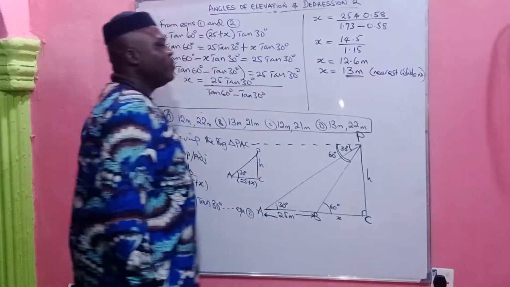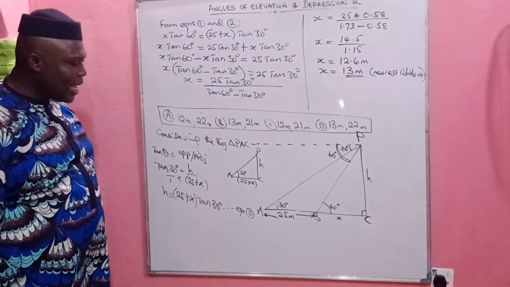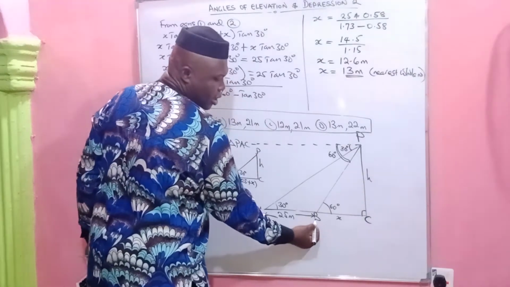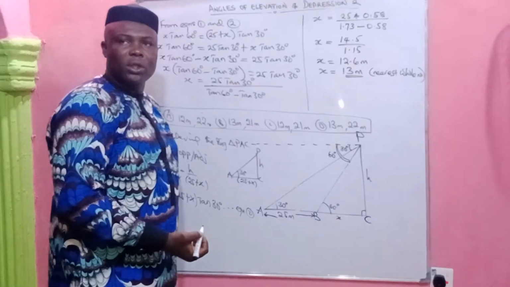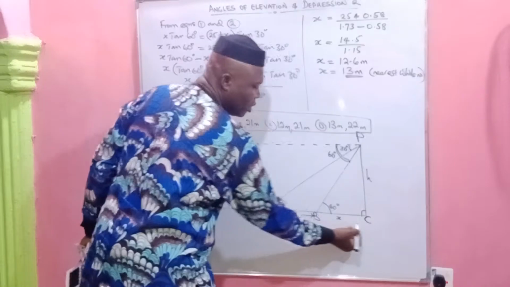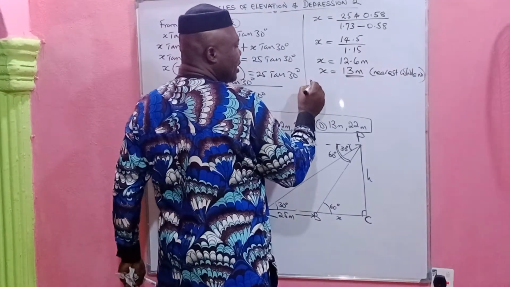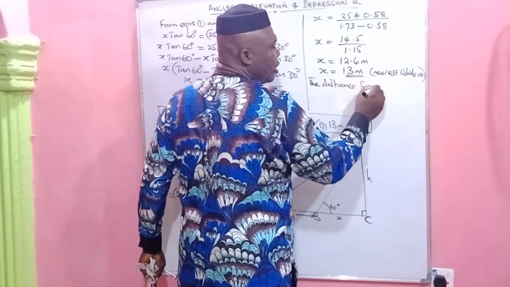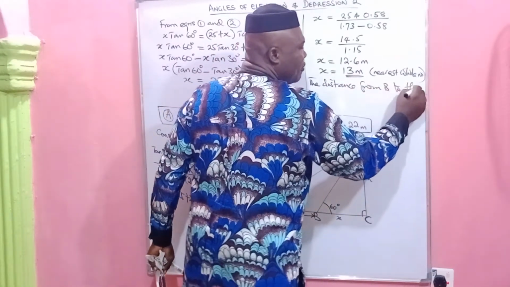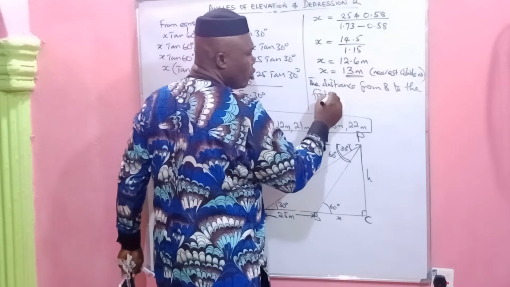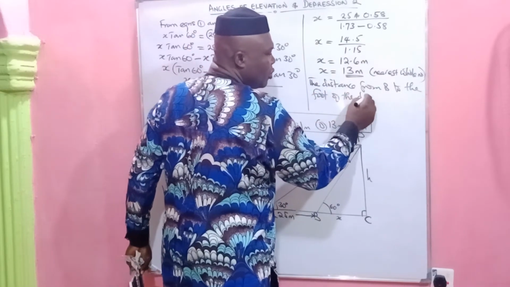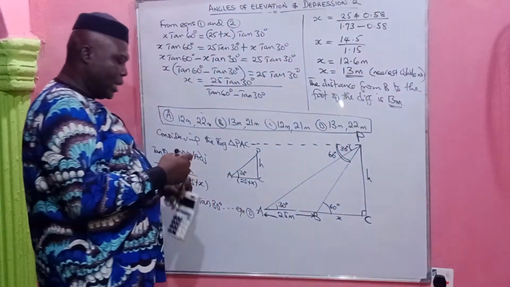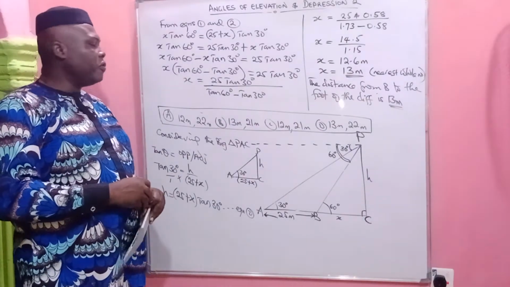All right, so we have been able to find x. And what is that x? x is the distance from B to the foot of the cliff, which is the first thing we said we should find. Therefore, the distance from B to the foot of the cliff is approximately 13 meters. So we are through with that.